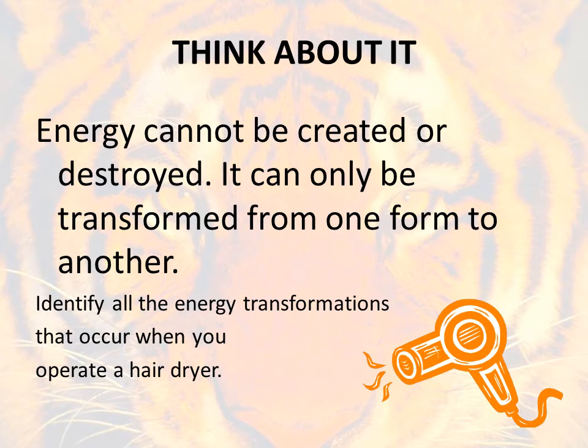So if you think about it, identify all the energy transformations that occur when you operate a hair dryer. Go ahead and try a hair dryer. On this one, just try it like we did before. Write the chain at the bottom. What would be the types of energy involved with the hair dryer? I'll give you a clue. Go ahead and start with electrical when you plug the hair dryer into the wall.